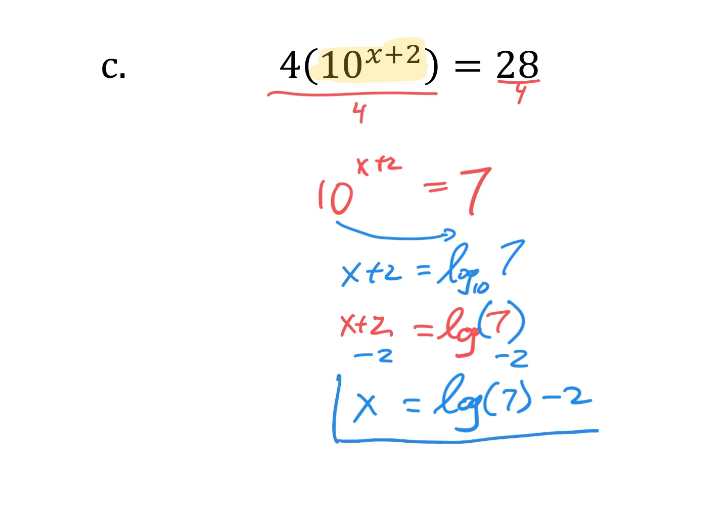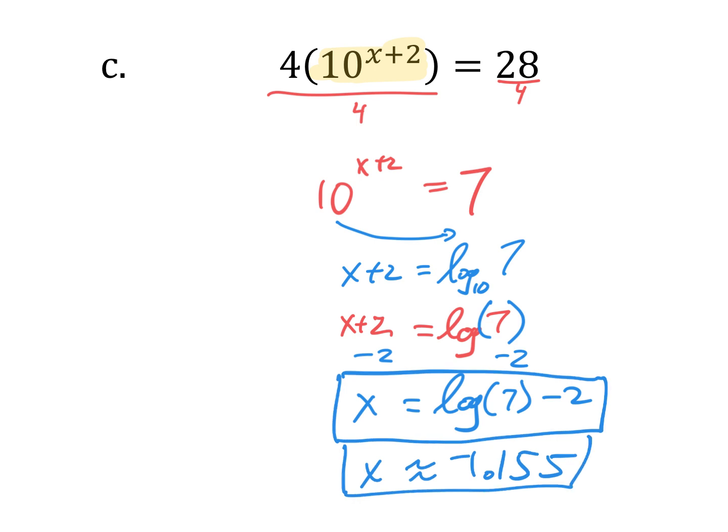The log of 7 is a decimal number. Okay, so that's exact. We can find an approximate by going to our calculator and hitting the log button. Or if you're on Desmos, you can just type log, L-O-G. That's a nice thing about Desmos. Or you can use the function key on Desmos. So the log of 7, that goes in the parentheses, and so you can close the parentheses and then subtract 2. And that gives us about negative 1.155.